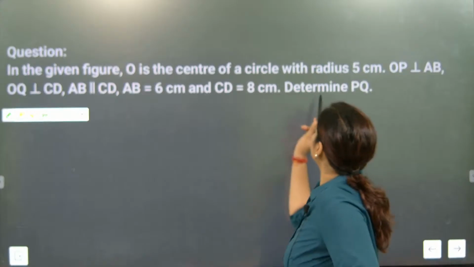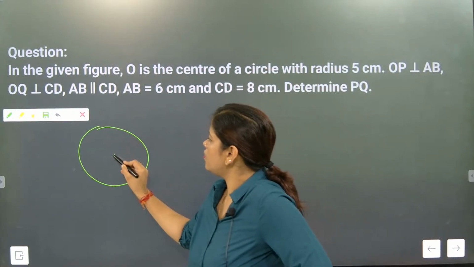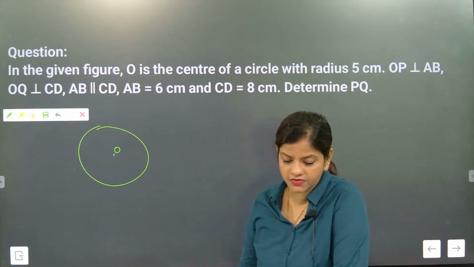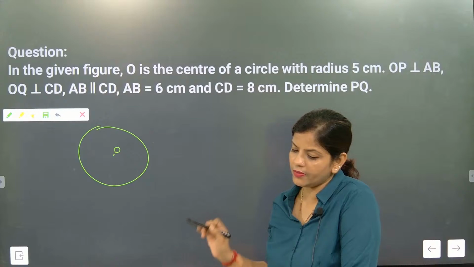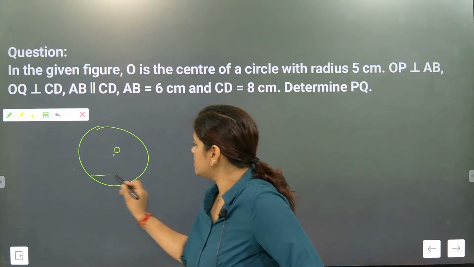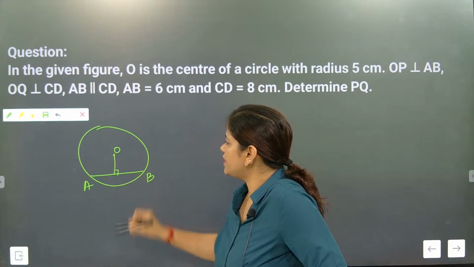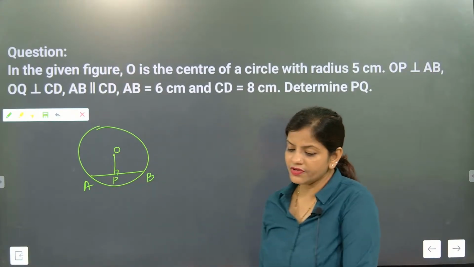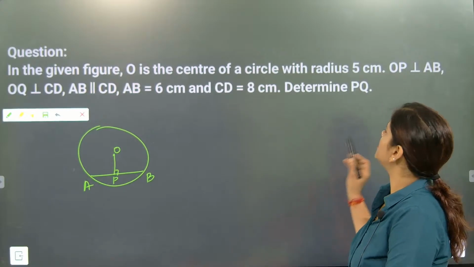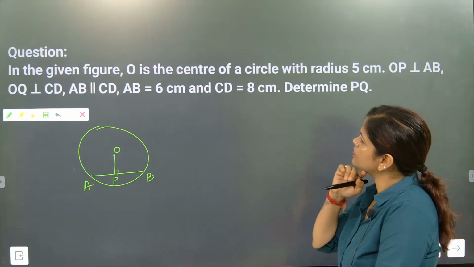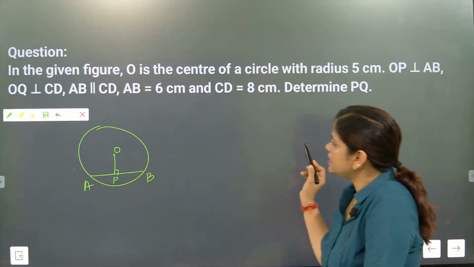In the given figure, O is the center of the circle with radius 5 centimeter. OP is perpendicular to AB. So that means AB is a chord of the circle and OP is perpendicular. After that they are telling that OQ is perpendicular to CD. AB is 6 centimeter, CD is 8 centimeter.